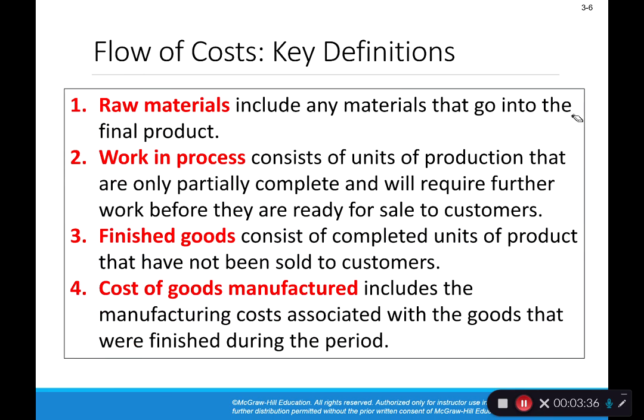Remember that there are various types of inventory that are included on a manufacturer's balance sheet. All items start as raw materials. That's before we do anything. Then as we start adding labor and overhead costs, but have not quite completed the product, it becomes work in process. And then once the goods have been completed, it becomes finished goods. And the cost of the goods that we've manufactured during the period would be all of the direct materials, direct labor, and overhead costs associated with the goods that were finished during that period.